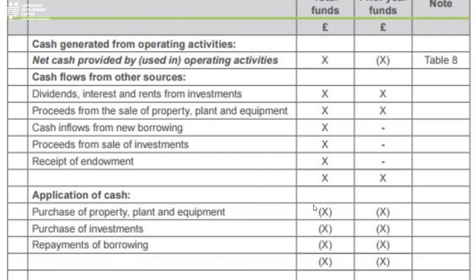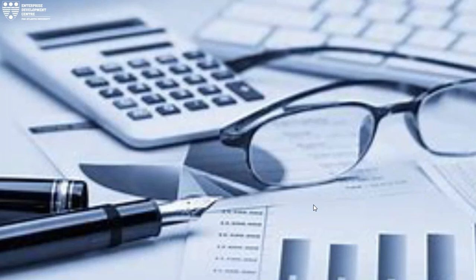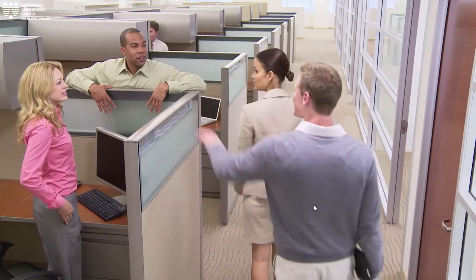These three financial statements that I just explained serve different purposes. The income statement tells you how your business has performed over a period of time. The statement of financial position tells you the value of your business as at a specific date, while the statement of cash flow tells you your cash position, how much cash has come in and how much cash has gone out of the business.